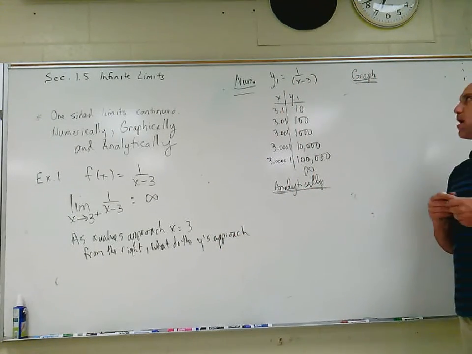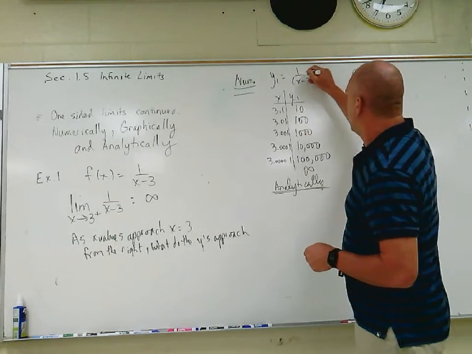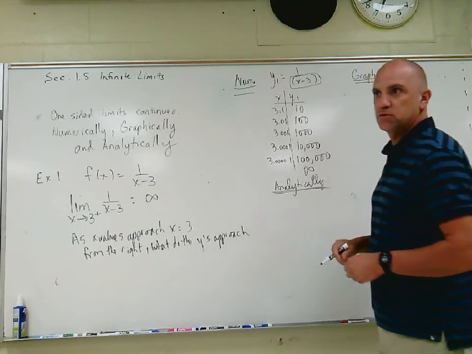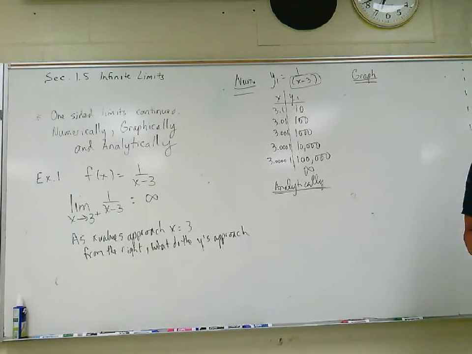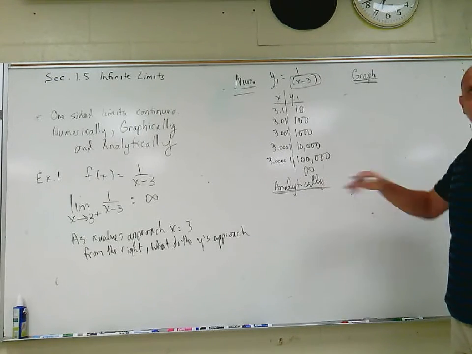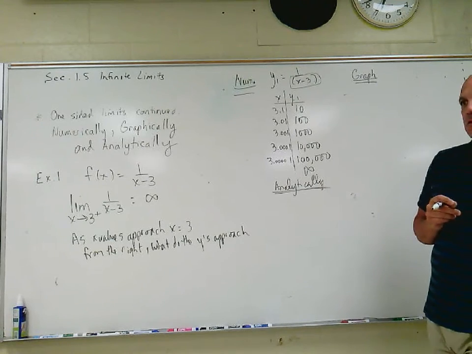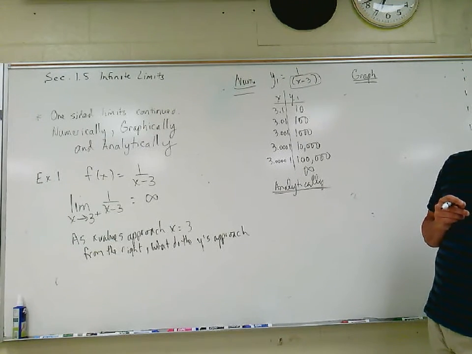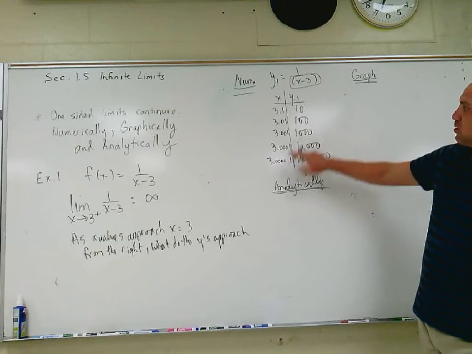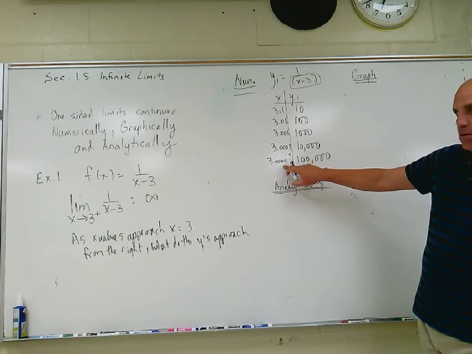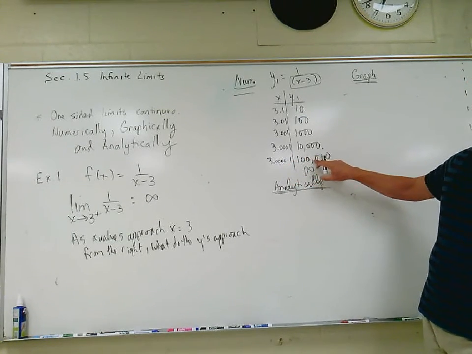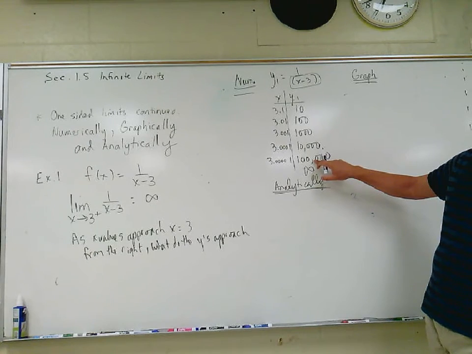What is the denominator going towards? Not the fraction. We see the fraction, we see the answers. What's happening to the denominator? It's getting closer and closer to what? 0. It's getting closer to 0, right? Because I'm approaching 3. The closer I get to 3, the closer the denominator gets to 0. Thus, the closer I am to 0, what happens to my fraction? It becomes what?